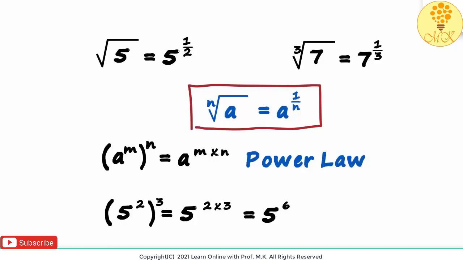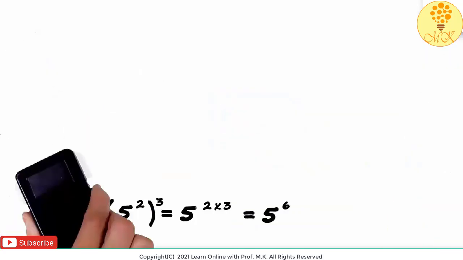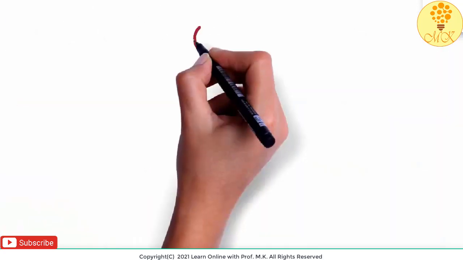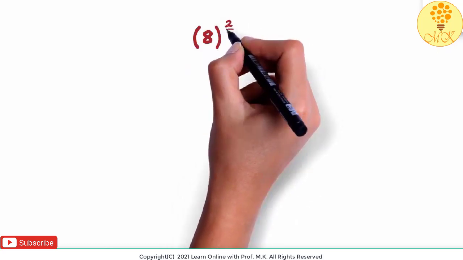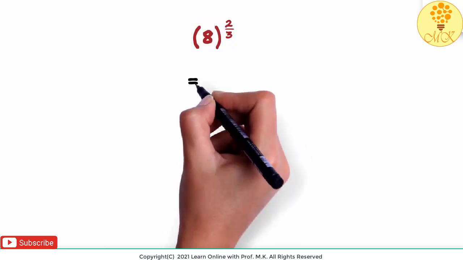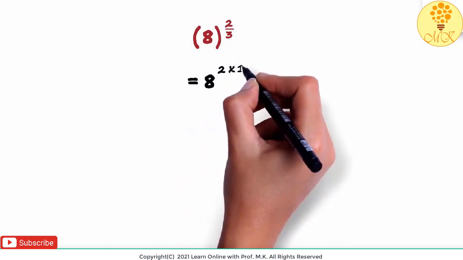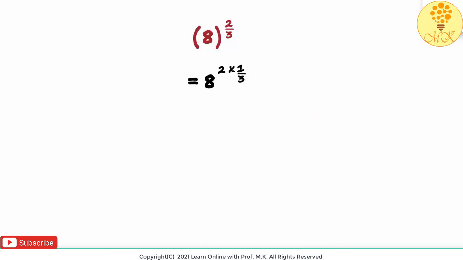Now what kind of problems can be asked in the exams? Maybe something like 8 raised to 2 by 3. 8 is the base and 2 by 3 is the fractional exponent. How do we simplify this? It's interesting. We can write it as 8 raised to 2 times 1 by 3. It's the same. 2 by 3 is the same as 2 times 1 by 3.